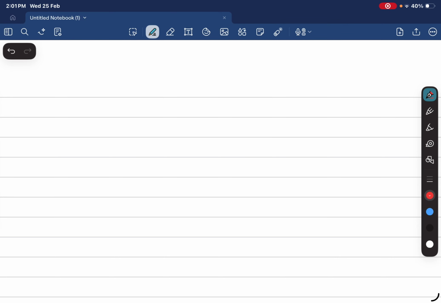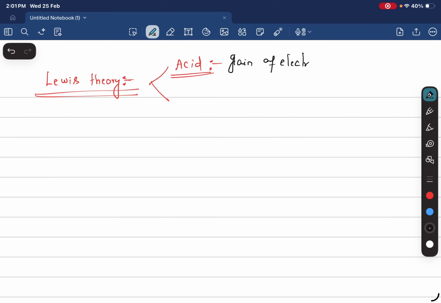Coming to the next, Lewis theory. Lewis theory means Lewis acid. What is a Lewis acid? Gain of electrons is nothing but a Lewis acid. Example: AlCl3, which doesn't have 8 electrons in its outermost shell, behaves as a Lewis acid.